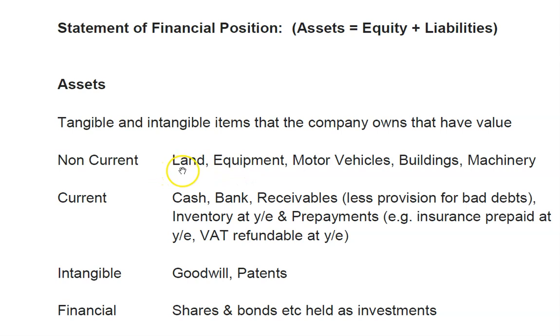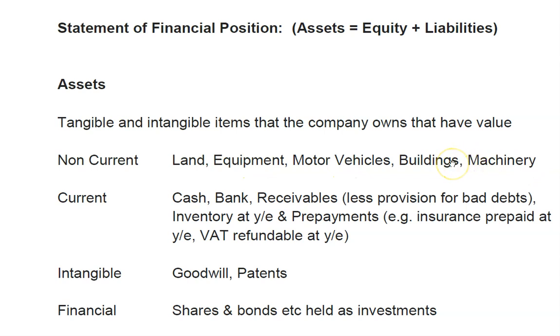These are examples of non-current assets, assets that are expected to last longer than a year. And normally these are depreciated, they lose value every year through wear and tear, apart from land. Land doesn't ever lose value unless it gets written down due to an economic crash, but it doesn't get used up.